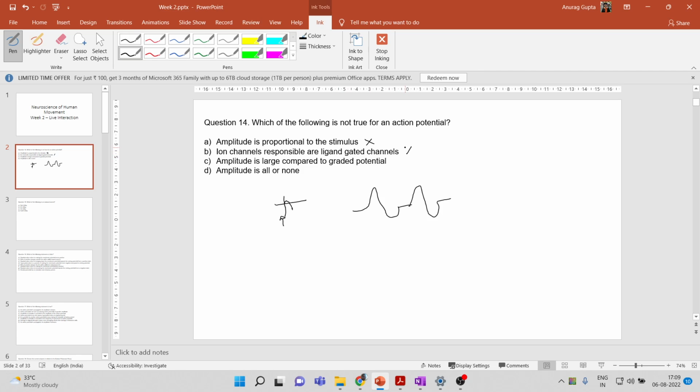The second option, ion channels responsible are ligand gated channels. This is also wrong. The channels responsible are voltage gated sodium channels, not ligand gated. And C, the amplitude is large compared to graded potentials. Yes, that is true, and the amplitude is all or none is also true in the case of action potentials. Either you have an action potential or you don't. There's no such thing as a half action potential. The question is, which of the following is not true? We know that these two statements are not true. Hence, the answer is A and B.